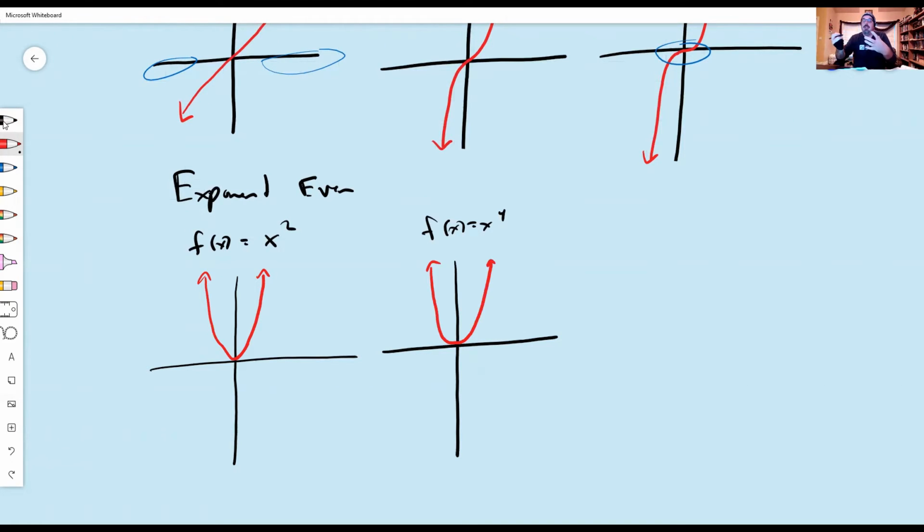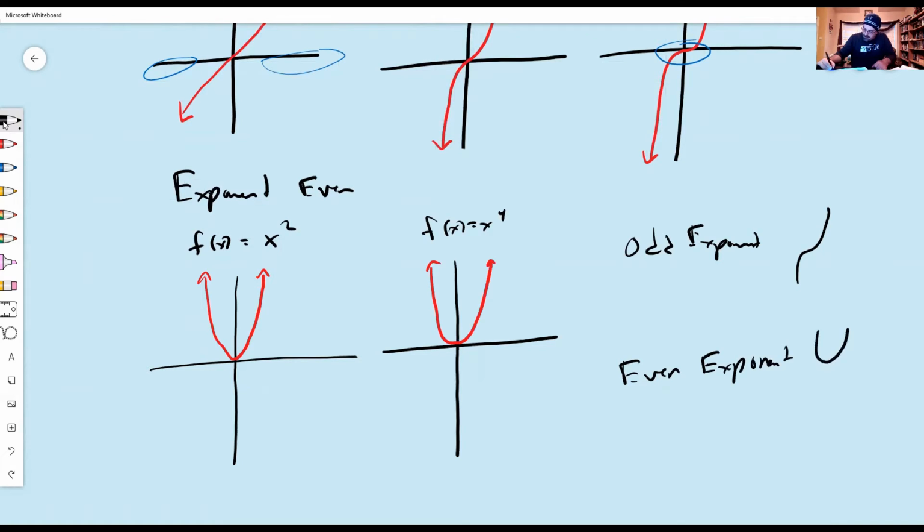So for us to keep in mind: if you have an odd exponent, you're going to go something negative and something positive. If you have an even exponent, you're going to have something parabolic-like, that means it's going up on both ends. In the center in both cases, as the exponent gets larger, it's going to get flatter in there.